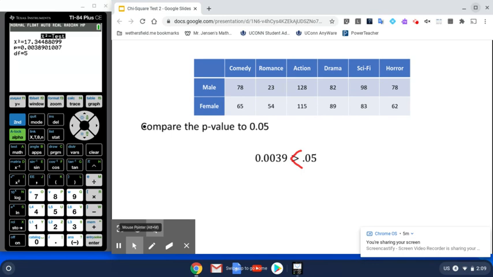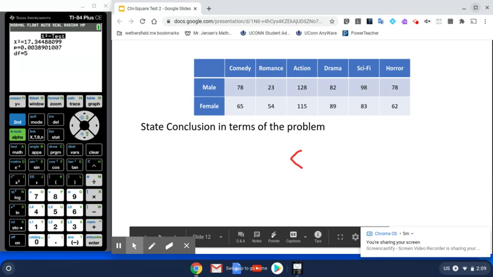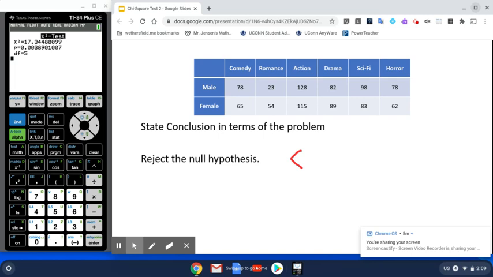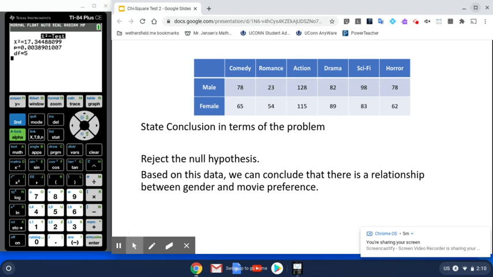So that means we want to state the conclusion in terms of the problem. Because the p-value is less than 0.05, we are going to reject the null hypothesis. We're going to reject the null hypothesis. That means that based on this data, we can conclude that, in fact, there is a relationship between gender and movie preference. Okay? And that's it to the chi-squared test, in general, as well as how to do it on the calculator.